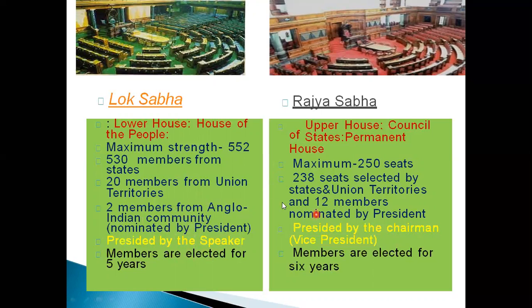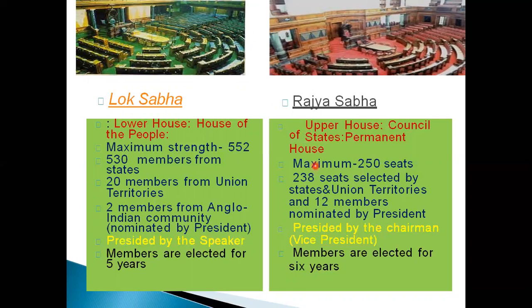In the same way, the Rajya Sabha is also called the upper house. What is the maximum strength of the Rajya Sabha? The number of seats in the Rajya Sabha is 250 members, of which 230 members are elected by members of state assemblies and union territories. The remaining 12 members, who are experts from various fields like literature, art, science, and social work, are nominated by the President of India.